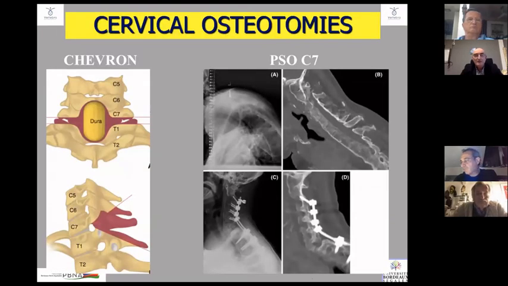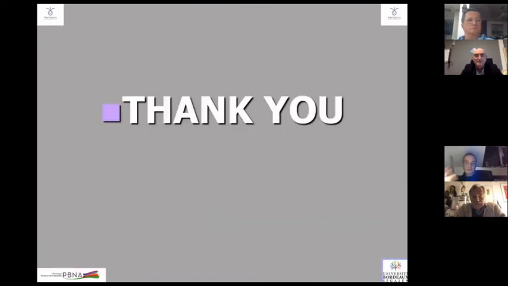And to finish, the cervical osteotomy: it's possible to do a PSO safely at the level C7 because the artery is not in the transverse process there, so it's much easier than at the other levels. So we can do a PSO there. It's mainly what I do, a transpediculodiscal osteotomy at T1, which is really very powerful to reduce deformities at this level. Thank you.